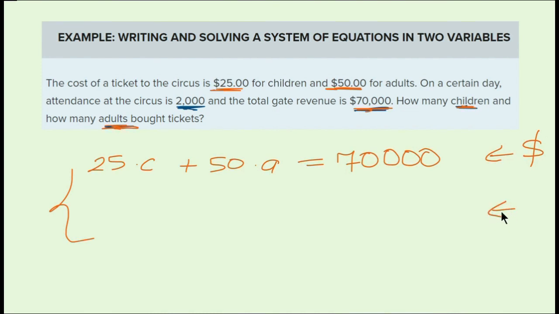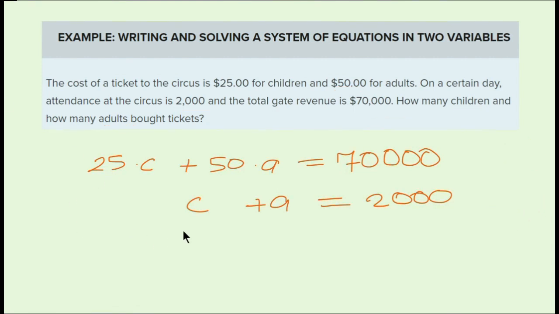And now we have come up with an equation for money. What else do we have? We have information on how many people came, attendance, so people. And there were children and there were adults, and the amount of people is 2,000 people on that day. Now we have a system of linear equations and we already know how to solve it. So let's solve it together.